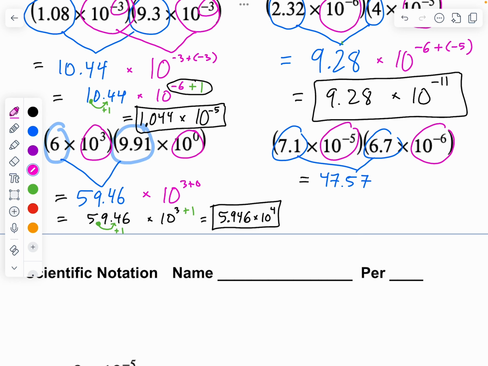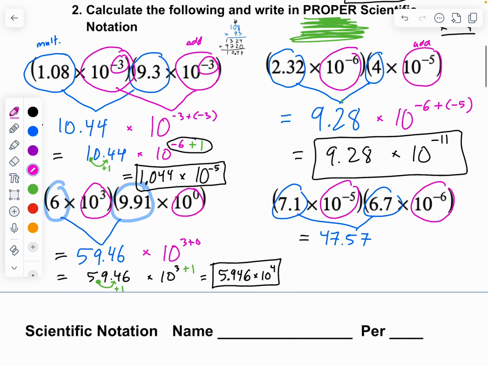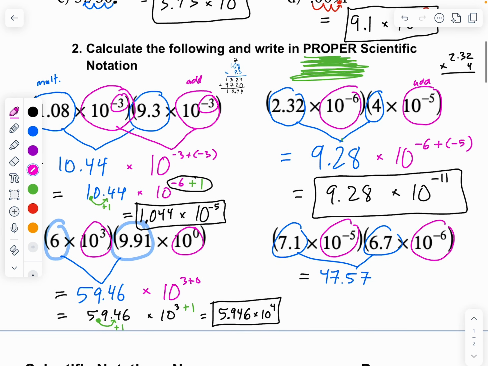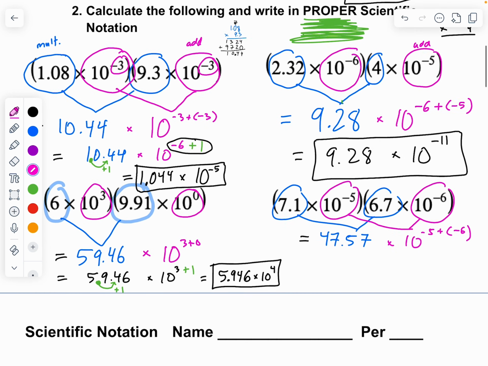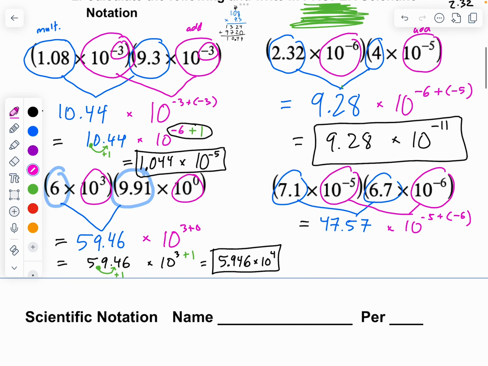And I'm going to add the exponents, just like I did all the other ones. It's just patterns. Math is patterns. So what I get is 10 to the power of -5 plus -6. Now these are all very, very similar problems, but hopefully it's helping us to prepare for our quiz. Okay, next step.